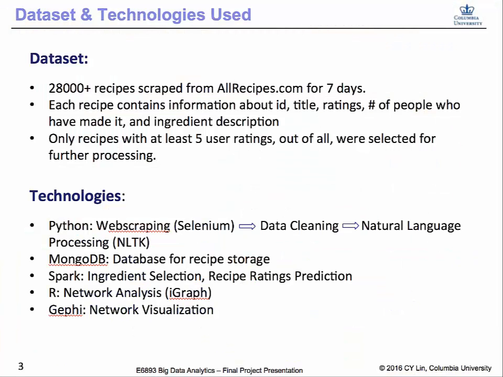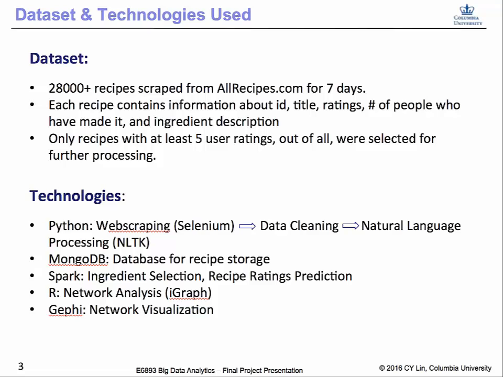The dataset we're using is obtained from allrecipes.com, which is one of the most popular websites for food lovers. The process took us 1 week to get 28,000 recipes by web scraping. Each recipe contains information about recipe ID, title, user ratings, and the number of people who have made it, indicating the popularity of that recipe, and also a simple description of the ingredients.